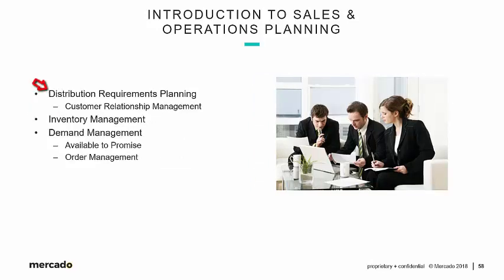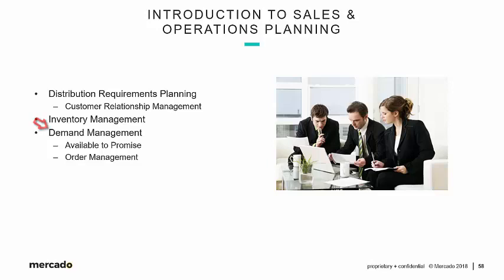distribution requirements planning. That is getting finished goods out into our distribution network in the United States and how we manage customer relationships. Inventory management, you could argue, is the essence of sales and operations planning, because what S&OP comes down to is balancing supply with demand, much like supply chain management. And naturally, demand management too.